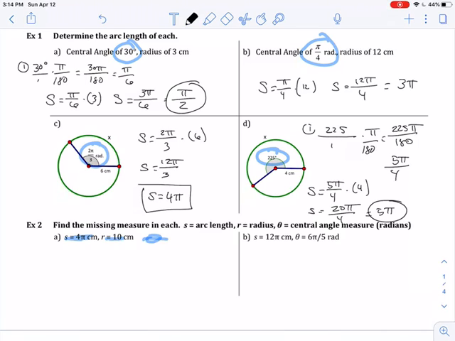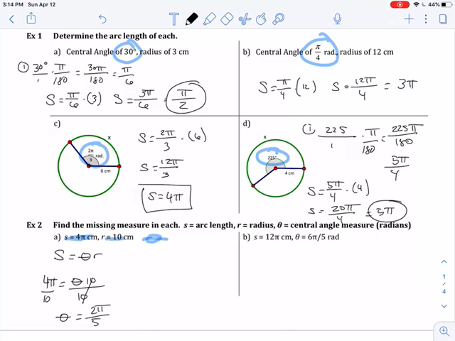All right, so now I'm just going to use S equals theta times radius. So I have my S. So 4 pi equals theta, which I don't know, times the radius. So this is just a regular algebra problem, right? So if I want to get this variable by itself, all I need to do is do the opposite or inverse operation. So I'm going to divide by 10. I'm going to divide by 10. That will simplify down. So theta will equal 2 pi over 5.